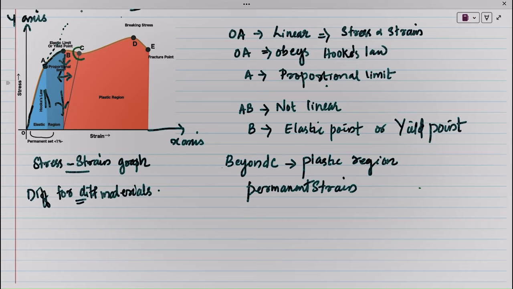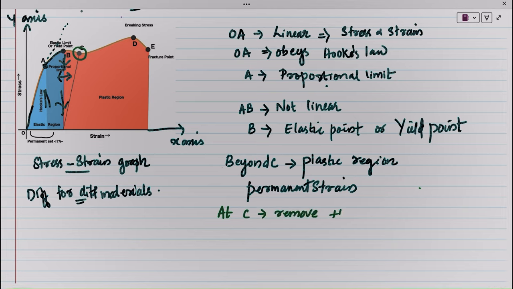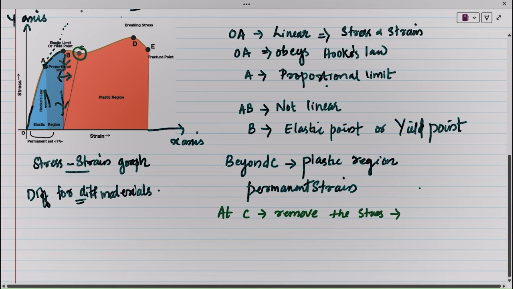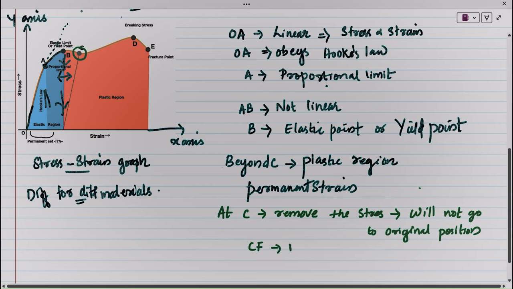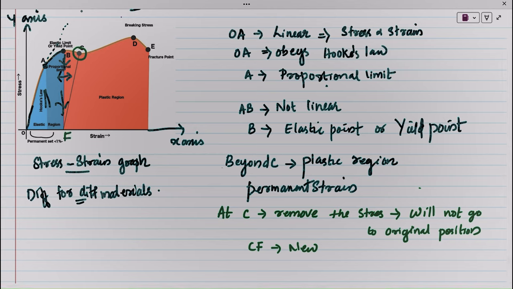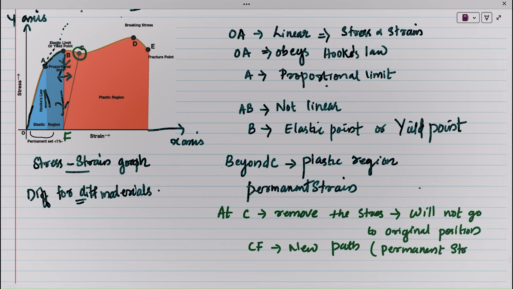And when we remove the mass, or remove the stress, at C, it will not go back to the original position, but it will take a new path called CF, and it has a permanent strain.